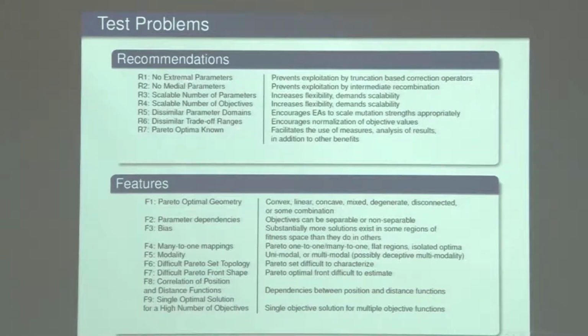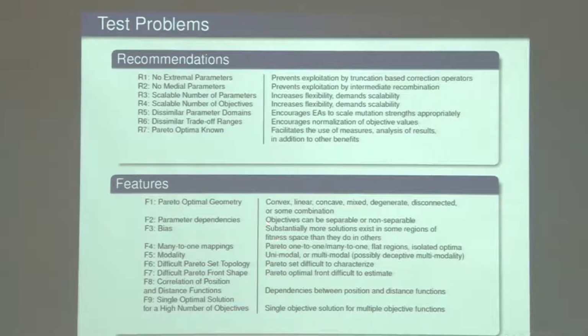Dissimilar trade-off ranges. So you don't want the trade-off to always be in the same range of the decision variables. You want these to move to different ranges. Pareto optima known. This is important because if we don't know where the solution is, we will have to put a lot of effort into figuring that out. It takes a lot of computer time.